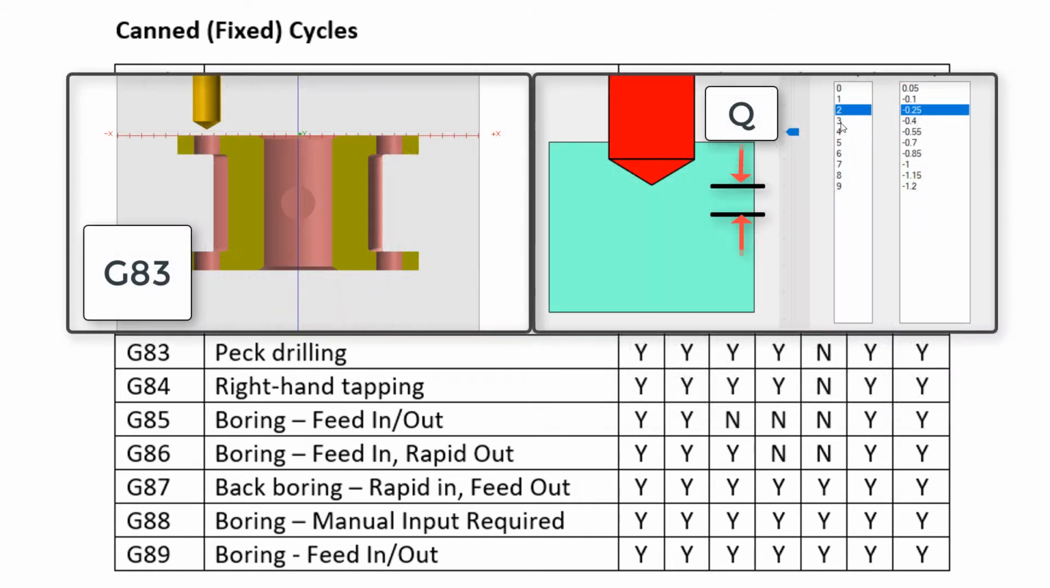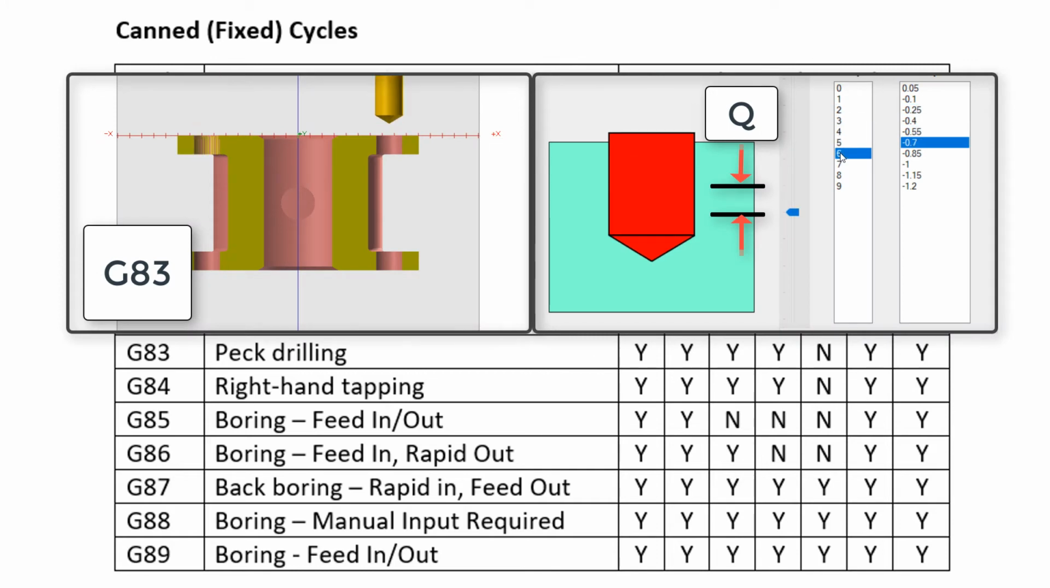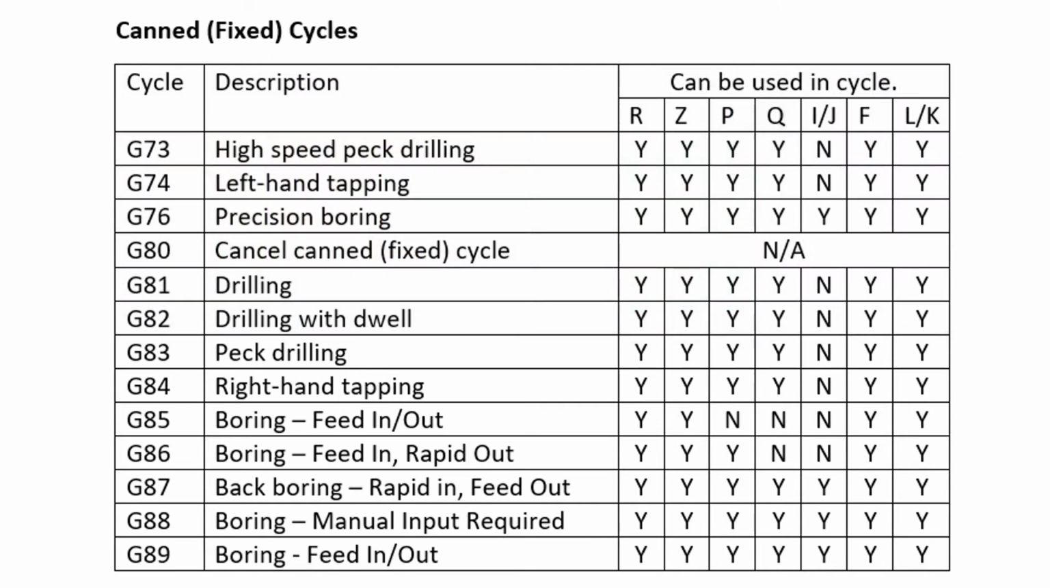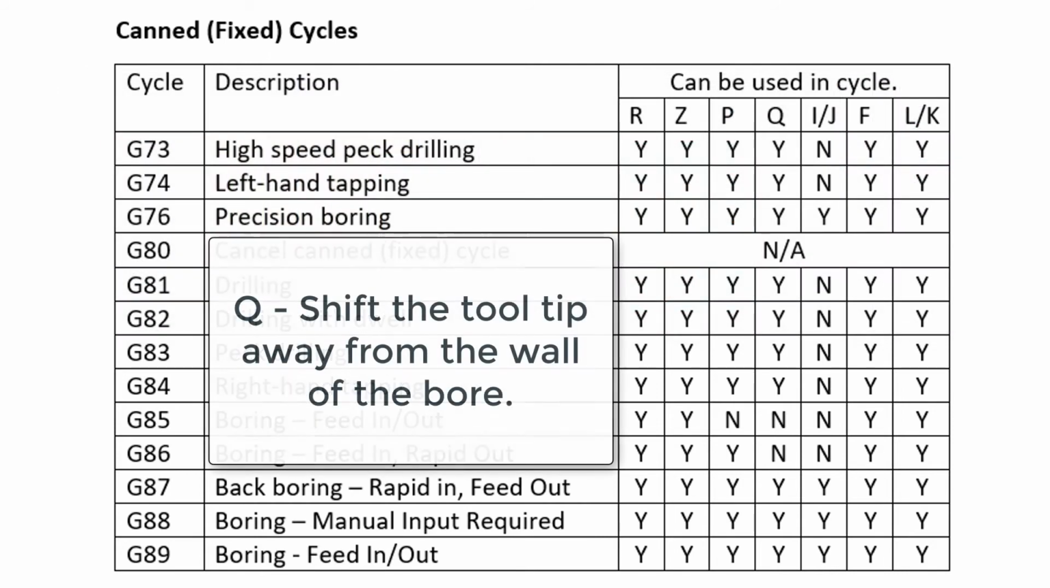For the G73 or G83 drilling cycle, the Q represents the amount of material removed with each peck. For the G76 and the G87 boring cycles, the Q represents how much the tool will shift. The shift will occur after the tool has reached the bottom of the hole, stopped spinning, and oriented as it would for a tool change. It then shifts by the Q amount.